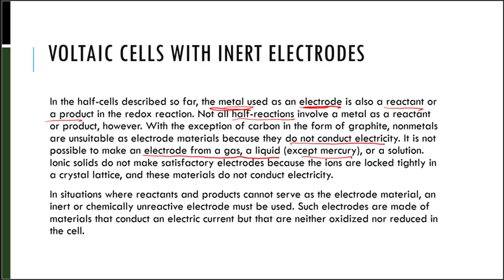those materials don't conduct electricity. In situations where reactants and products cannot serve as the electrode material, an inert or a chemically unreactive electrode must be used. These electrodes are made of materials that conduct an electric current but are neither oxidized nor reduced in that cell.